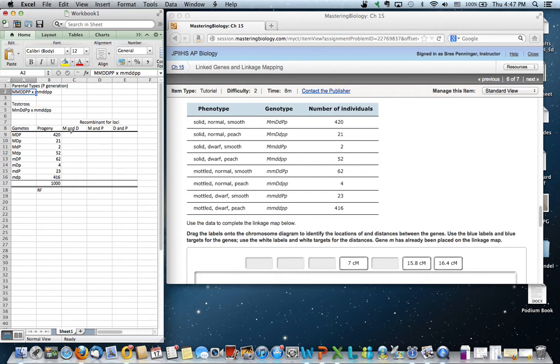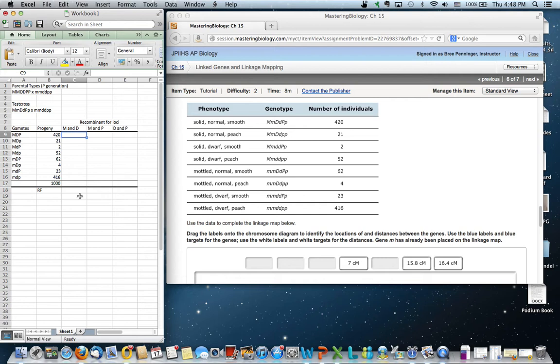So when we're asking, are these individuals recombinant or not, we're asking, do they look like a parental type or do they look like a recombinant type? Do they have the same phenotype as a parental or not? So what we're going to do here, we've set up a little table. We can't look at all three genes at the same time, so we're going to look at each one as a pair.